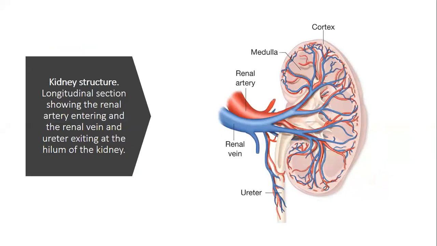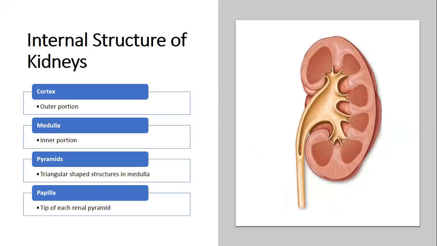Kidney structure. Longitudinal section shows the renal artery entering the hilum, and the renal vein and the ureter exiting at the hilum of the kidney, like in the photo. Internal structure of the kidney. Cortex, outer portion of the kidney, and we measure the thickness of this cortex. It's the main function of the kidney. And medulla, the inner portion, and pyramids, triangle shaped structures in the medulla, and papilla, tip of each renal pyramid.